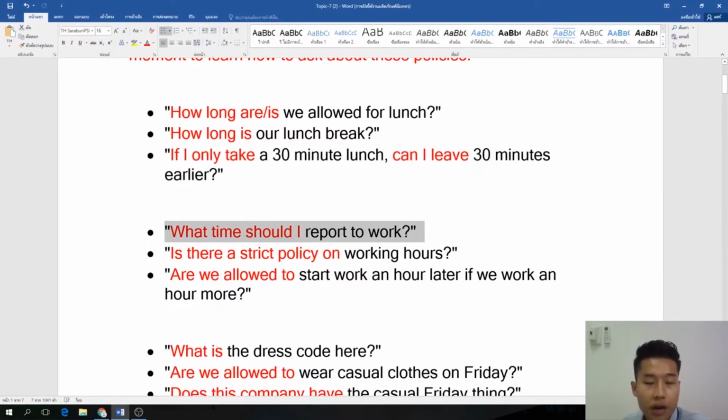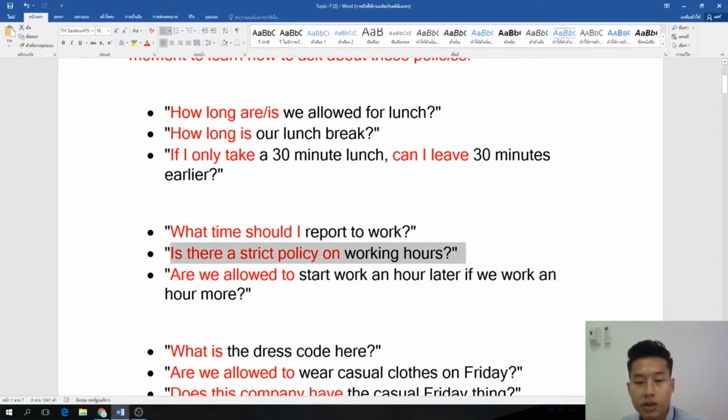what time should I report to work? What time should I report to work here? It's like, what time should I report to work? It's kind of like, what time should I go back to work? Okay, what time should I send back the words to work? It's the same meaning here. And then go to this one.